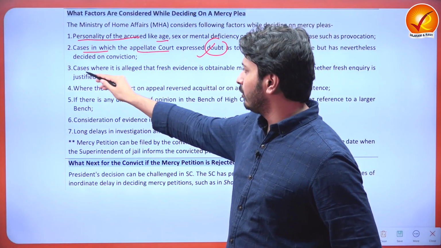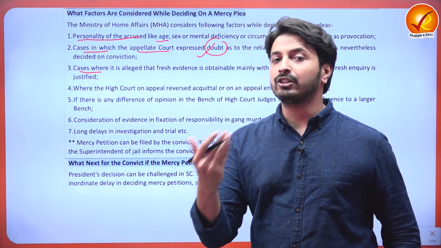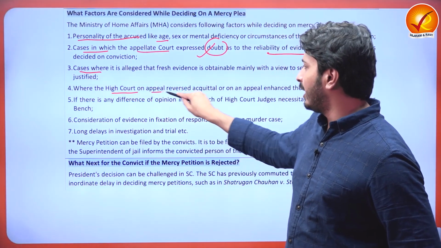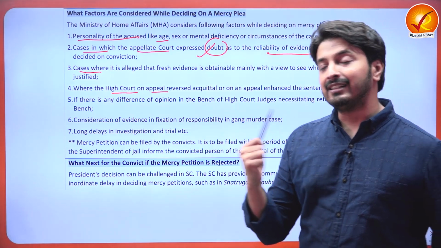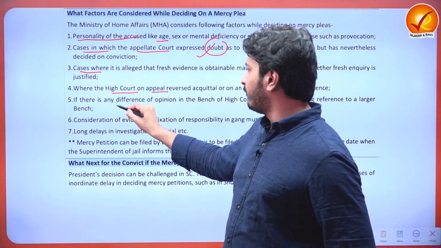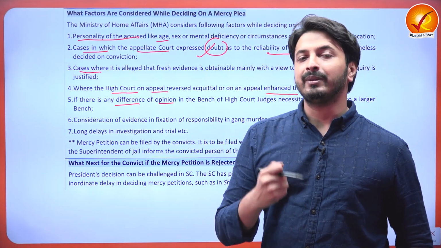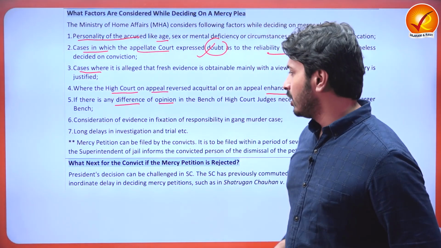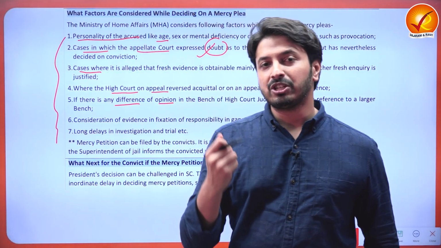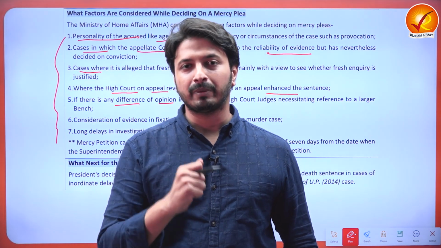Apart from it, it also looks for the cases where it is alleged that fresh evidences have emerged after the conviction of that particular person. And when the High Court on appeal reverses the acquittal or increases the sentence which has been provided, and if there is a difference between the opinions of the benches of the High Court with respect to what kind of punishment they should actually give to that particular convict. Now, ultimately, these are the major pointers which the Ministry of Home Affairs considers before entertaining the plea for the mercy petition in front of the President.